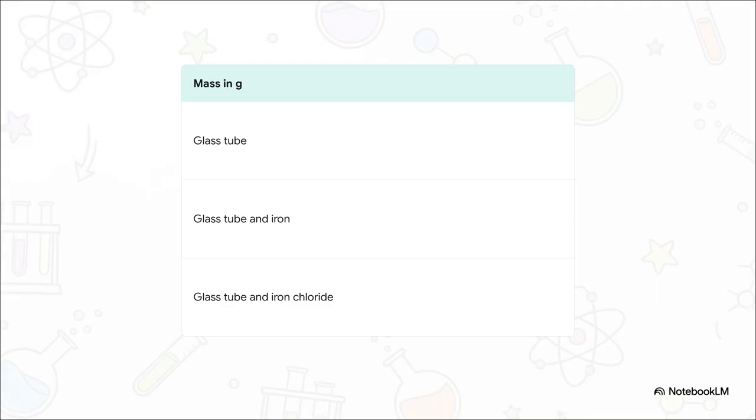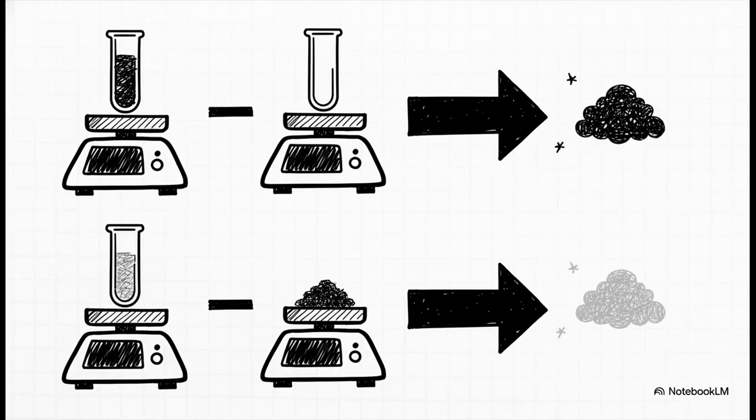Okay. Here's our data. The biggest trap here is not to get thrown off by the mass of the glass tube. We don't care about the tube itself. We only need to work out the mass of the stuff that actually reacted. That's the iron and the chlorine. All right, step 1. Let's find the mass of our reactants.